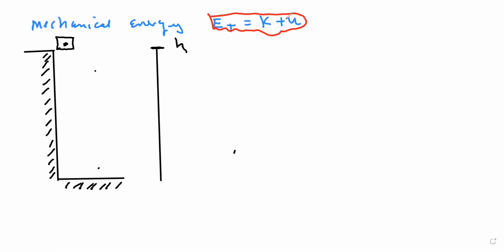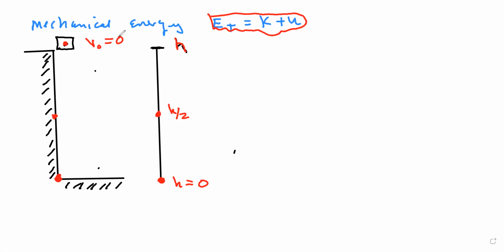The point right here at the middle is going to be H divided by 2. And over here at the bottom, this point is going to be H equal to 0. And this would be your box, and the box is at rest. So the initial velocity is going to be equal to 0 because it's not moving.